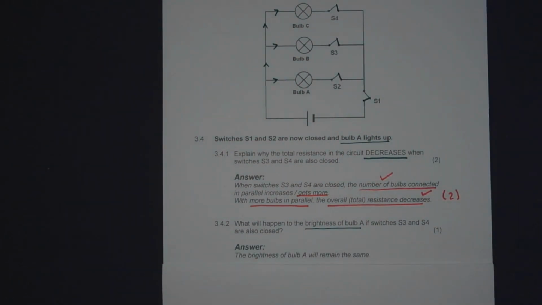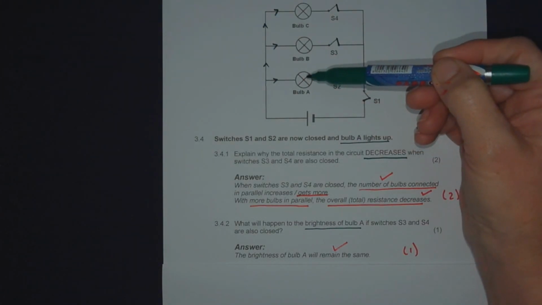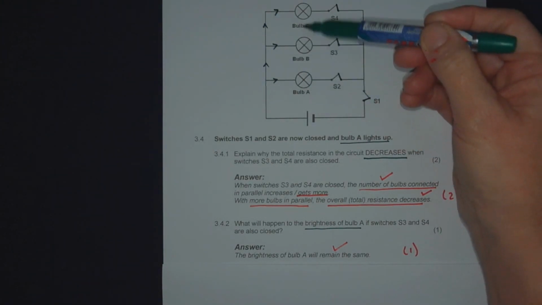We know that the brightness will remain the same. Because if we add bulbs in parallel, the brightness of the first bulb does not go brighter or dimmer, but it remains the same.